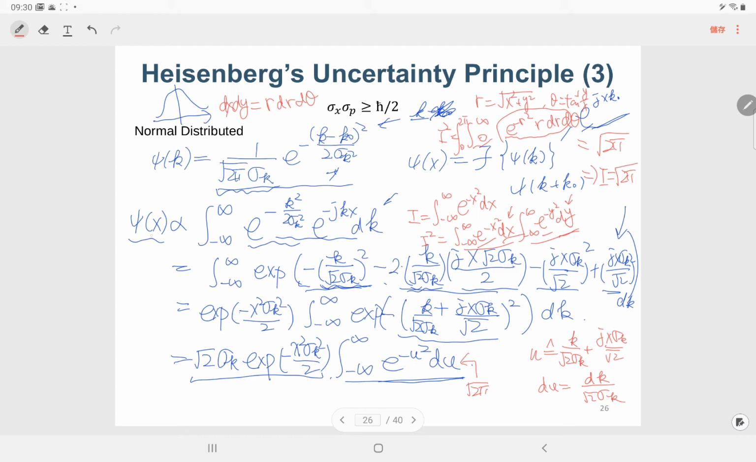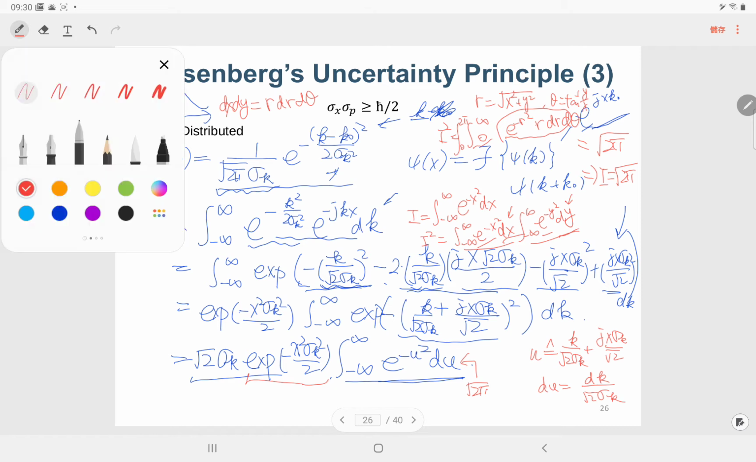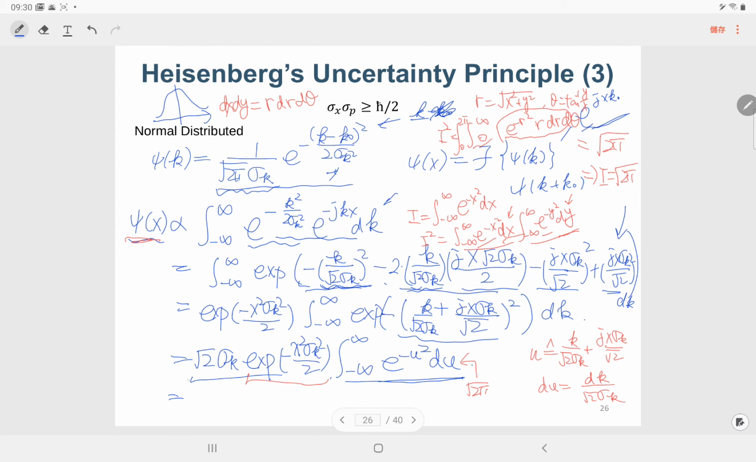And you know that now this is the function of x, and this term is actually the function of x. So it will look like this: square root of 2, square root of 2, so it's 2 square root of pi sigma k exponential to minus sigma k squared over 2 x squared. We just reverse the order.